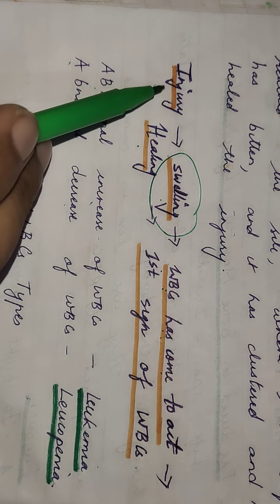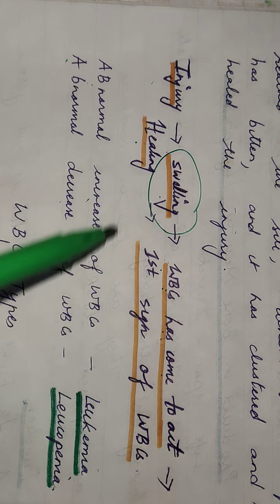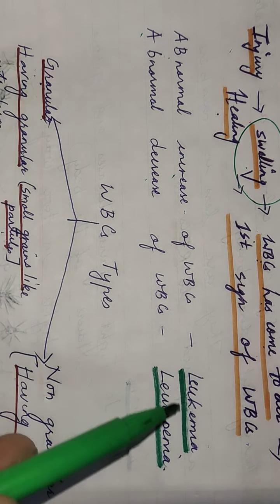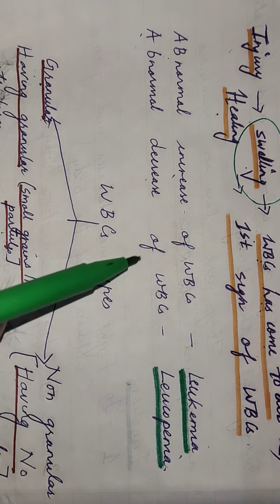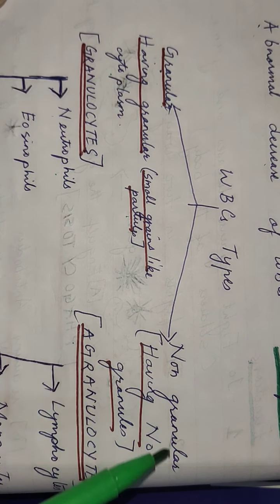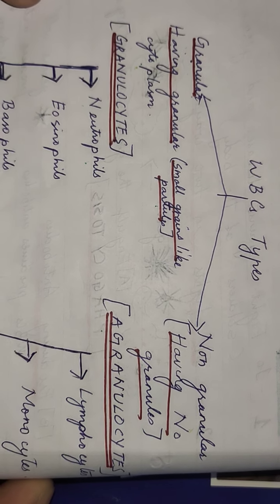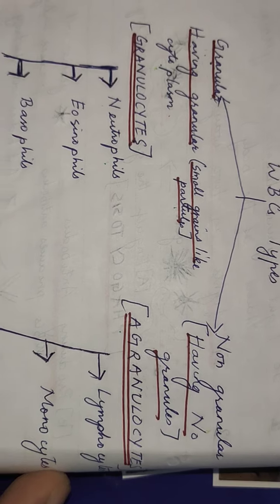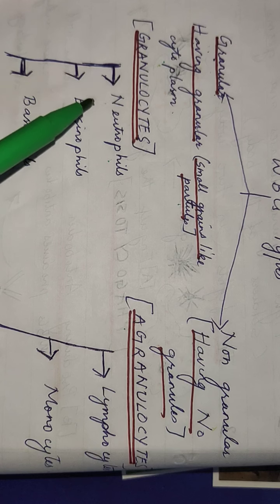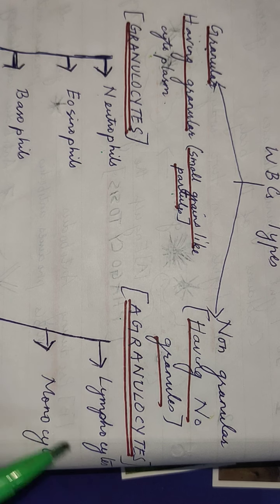Next, we have learned that whenever there is injury, there is swelling. This swelling indicates that WBC has come to act and the healing process has started. We have also come to know abnormal increase of WBC is leukemia, abnormal decrease of WBC is leukopenia. All right, WBC types: granular, having granular cytoplasm, and non-granular, having no granules. Another name for that is granulocytes, and this side agranulocytes. There are three types: neutrophils, eosinophils, and basophils, and this is of two types, that is lymphocytes and monocytes.